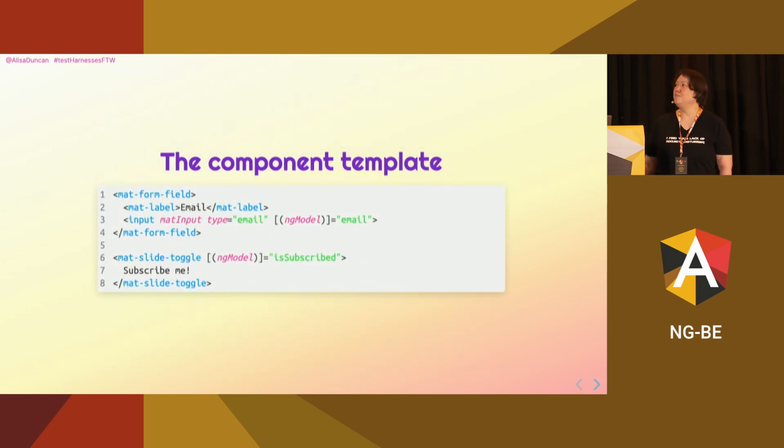So if we take a look at the component template for that, we see those two fields. Oh, and if you haven't used Angular Material before, everything has a mat prefix. Otherwise, it should be named pretty similarly. So we have that input for the email, and then we have that fancy on-off switch, which is called a mat-slide-toggle.